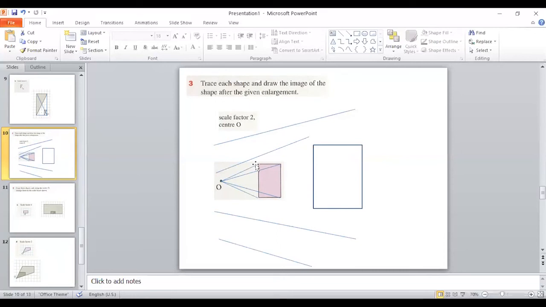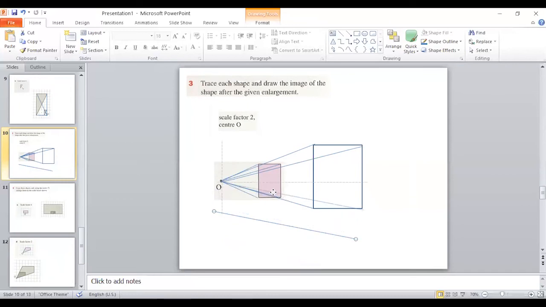And we start. Let's suppose that this distance is 2 centimeters long. Then the image distance will be 2 times 2, or 4 centimeters long. The same logic is used for all the distances from the center O to the image vertices. You will multiply by 2 the distance from O to the vertices of the object. And this is the enlargement obtained by using the scale factor 2 and center O of this given rectangle.